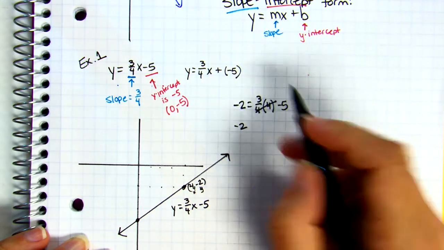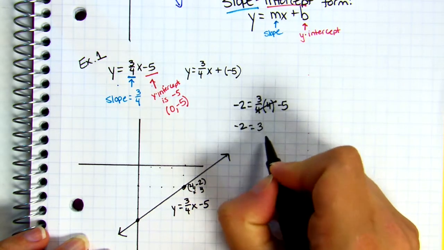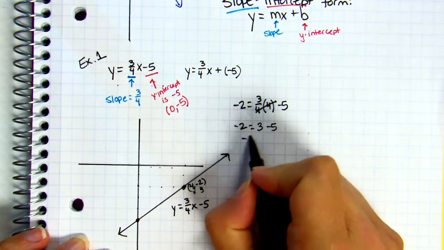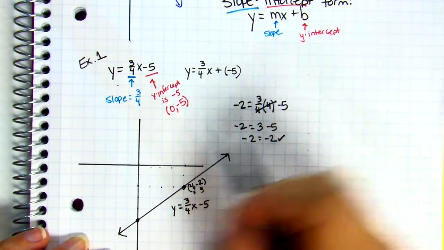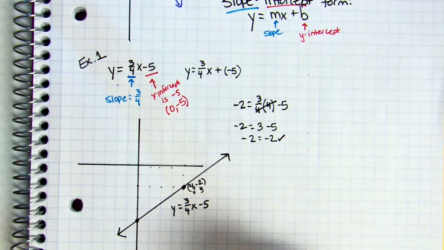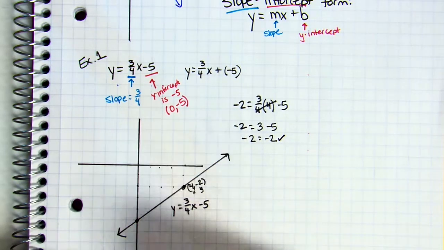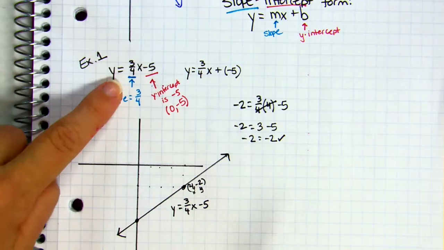3/4 times 4, oh, that makes it easy. That's just 3 minus 5. And then I get negative 2 equals negative 2. That's definitely true, so that point worked. It's a pretty good indicator that my line matches up with my graph.